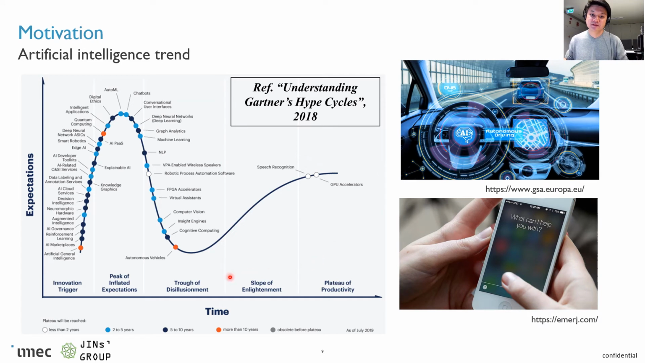This graph shows the hype cycle from Gartner industry in AI, artificial intelligence. Cases of applying artificial intelligence are in the preparation stage of development, except for speech recognition and GPU accelerators. In addition, autonomous driving is currently in commercialization.